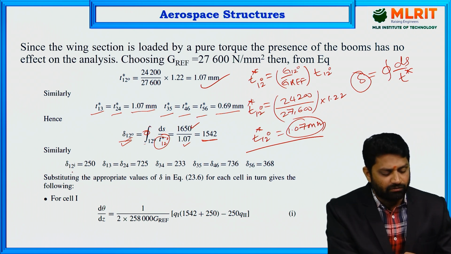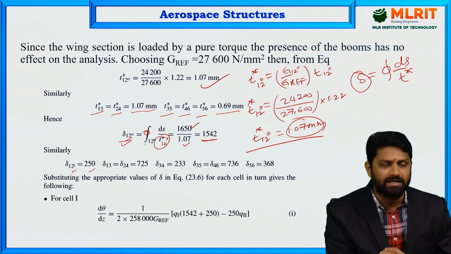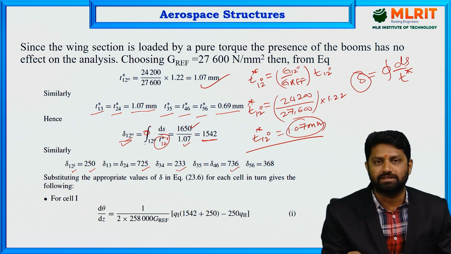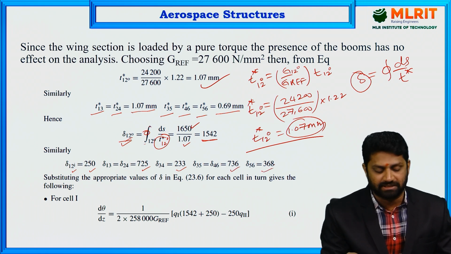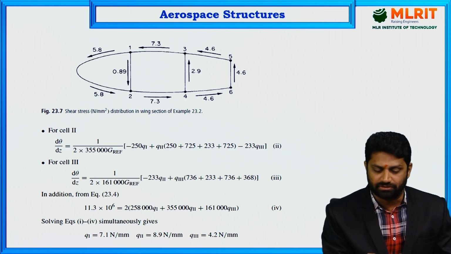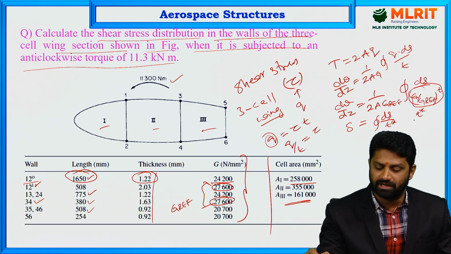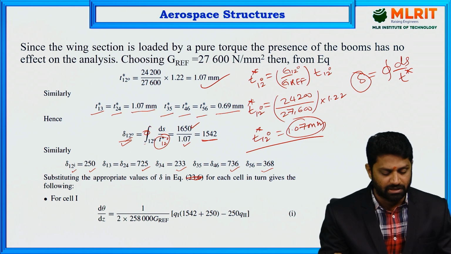So delta 1-2 for the inner wall, you will get as 250, and delta 1-3, 2-4 you get as 725, delta 3-4 as 233, 3-5 and 4-6 as 736, delta 5-6 as 368. So substituting the appropriate values of delta in the equation we got in the previous step, we'll substitute in this equation.